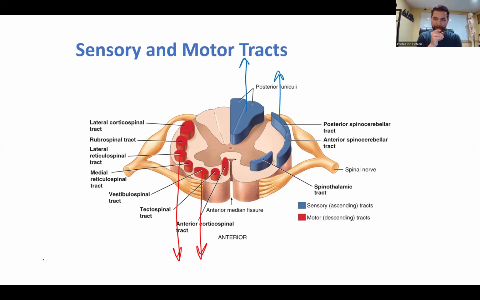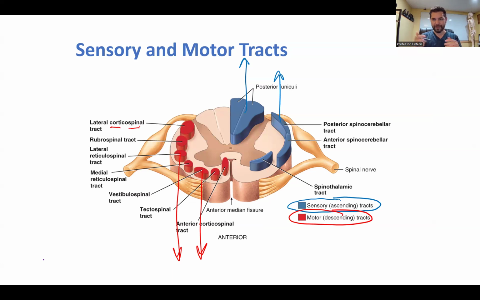that the two colors correlate to ascending sensory tracts, which are blue, and descending motor tracts, which are red. So to explain this, a corticospinal tract will be a motor tract. If we look at the name, cortico, referring to the cortex of the brain, spinal, that is a descending tract that goes from the cortex to the spine, right?